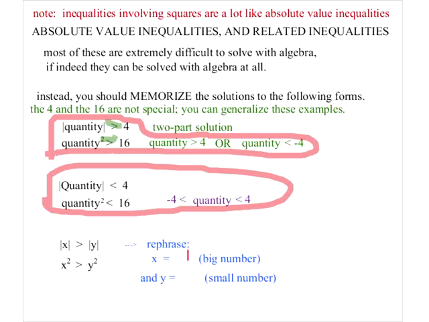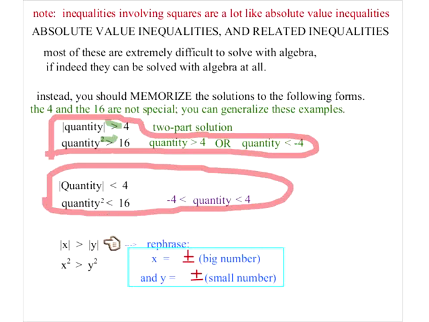So if you just add on something like this, then that's your rephrase. X is either positive or negative, and it's big. And y is either positive or negative, and it's small. I mean, that's not algebraically formal, but in most cases, you don't need algebraic formality. This is the solution to that. If you see either of these, this is what you should think.